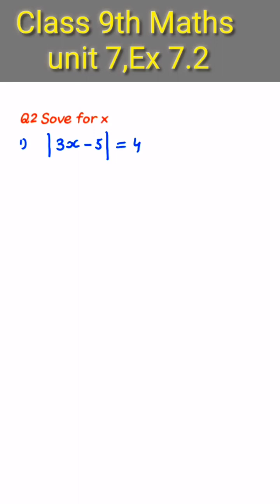Exercise 7.2, question number 2. Solve for x: the absolute value of 3x minus 5 is equal to 4. Dear students, it is the definition that the absolute value can be written as 3x minus 5 will be equal to plus minus 4.